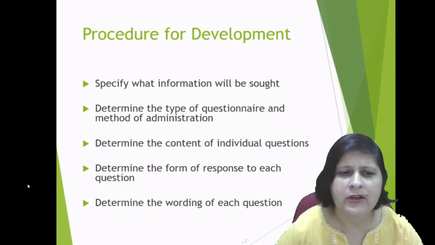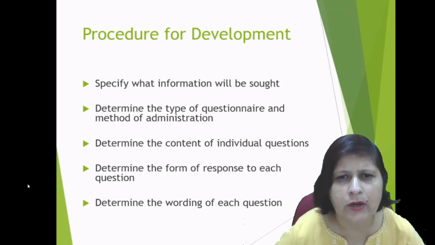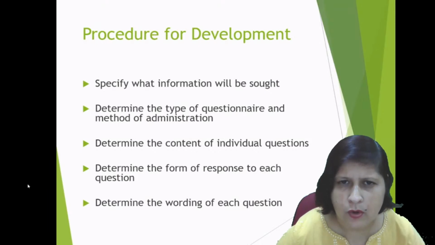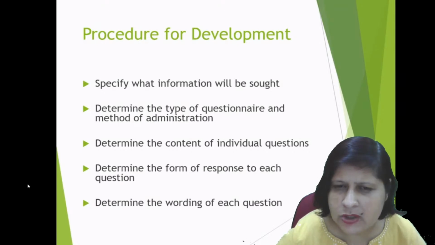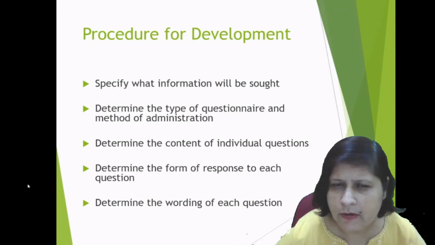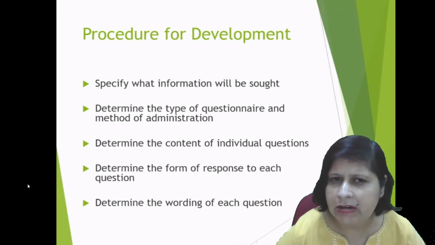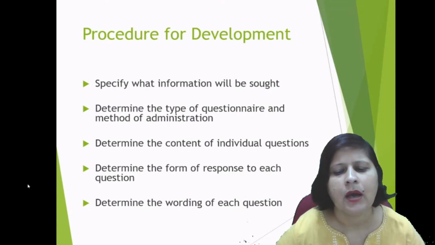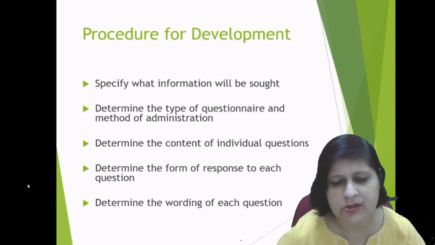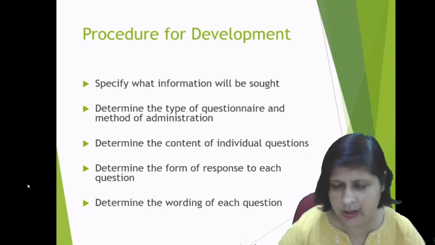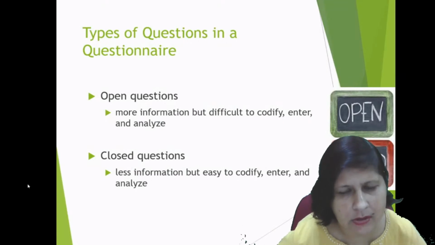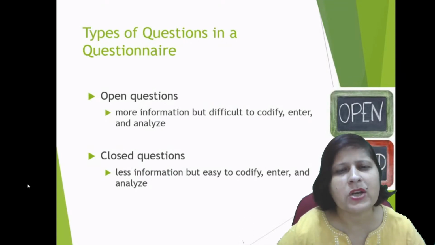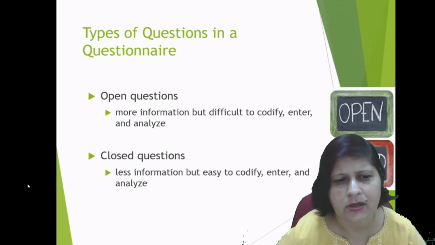So it is very important that it should be very clear to you what information you want to seek from your respondent. Determine the type of questionnaire, determine the method of administration, then the content of individual question, determine the form of responses to each question and the wording of each question. Type of questions in a questionnaire. There are two type of questions in a questionnaire: open-ended questionnaire and closed-ended questions.